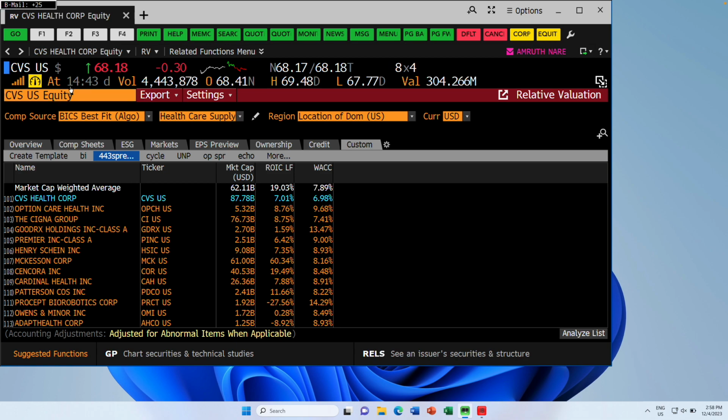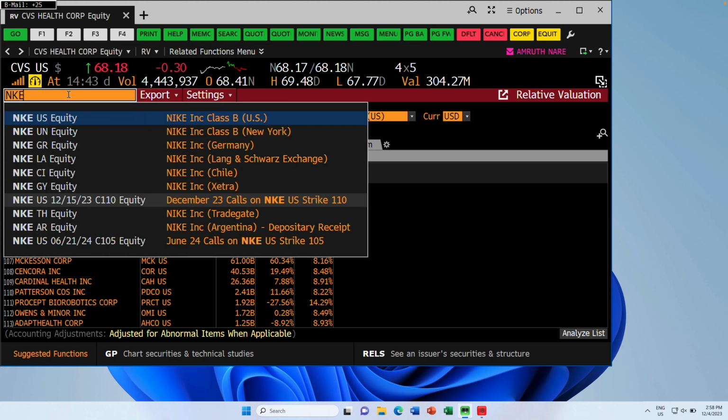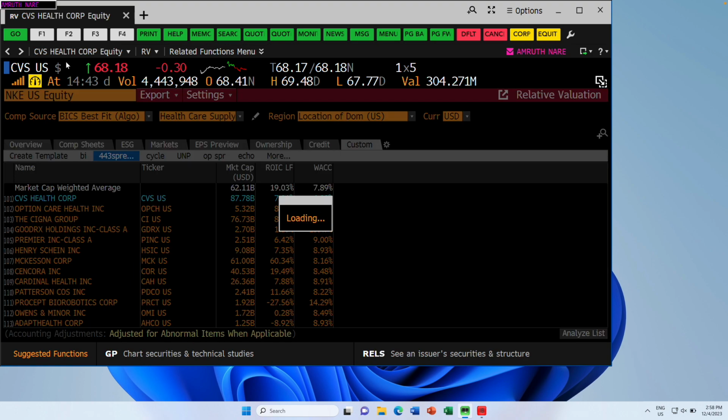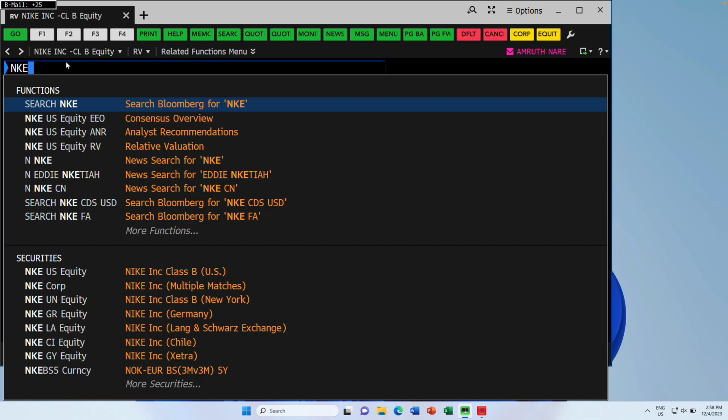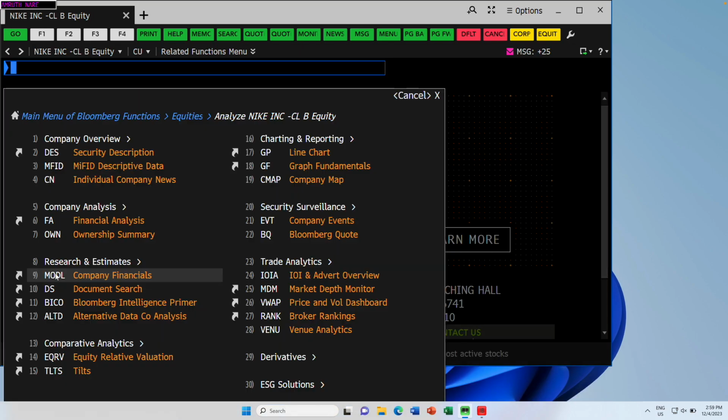By the way, if I look at Nike, up here, if I remember, Nike's multiples are pretty high. The wrong screen. I wanted to go to the EEO screen, and it takes longer to do their competitors.